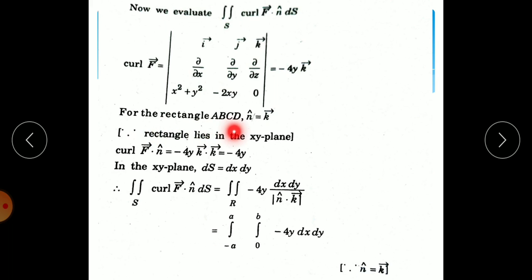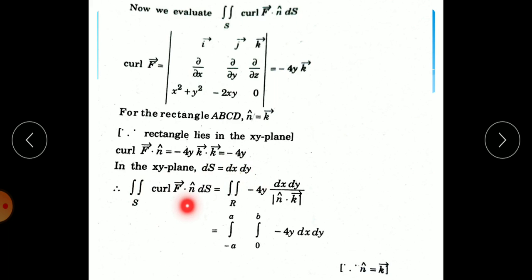So for the rectangle ABCD, n cap equals k vector, since the rectangle lies in the xy plane, it doesn't cover the z direction. So n cap equals k vector we are choosing. So curl f vector dot n cap equals minus 4y k vector into k vector, that is minus 4y. In the xy plane, dS is equal to dx dy.